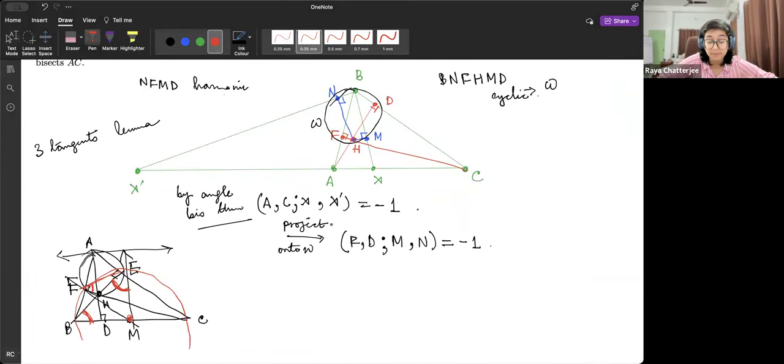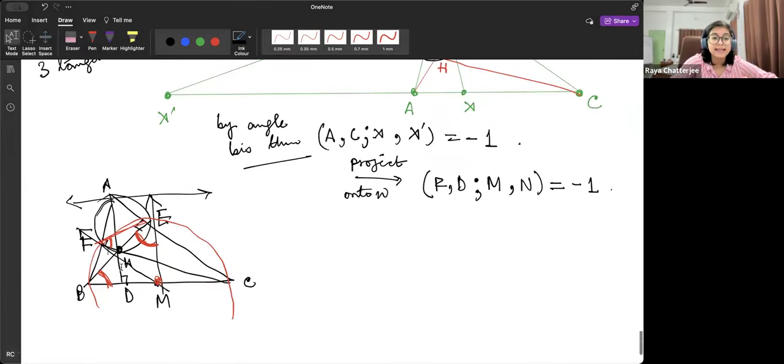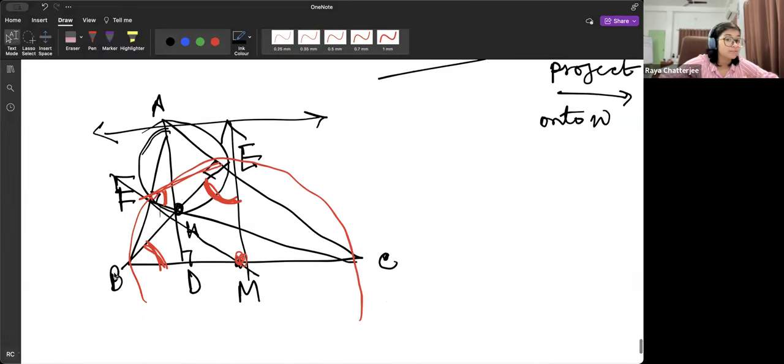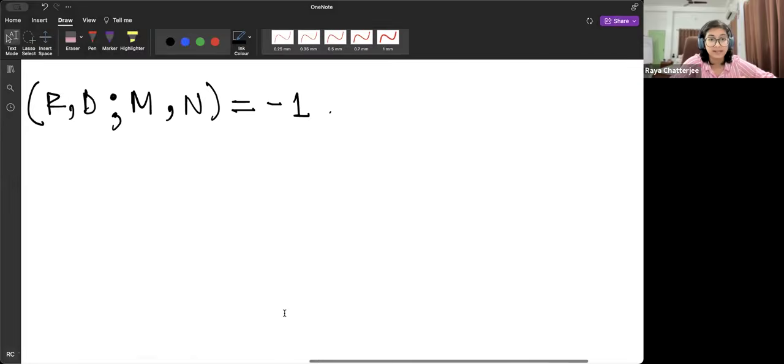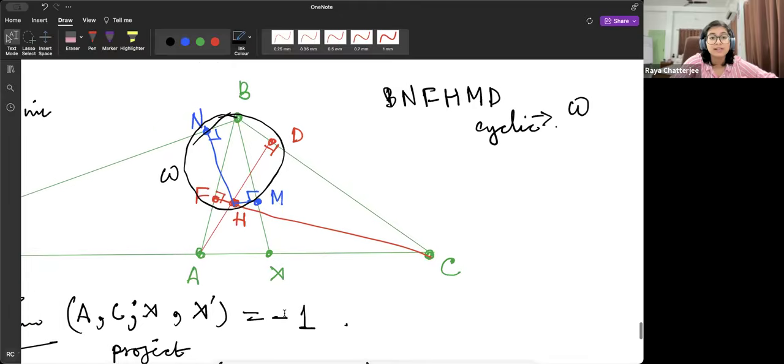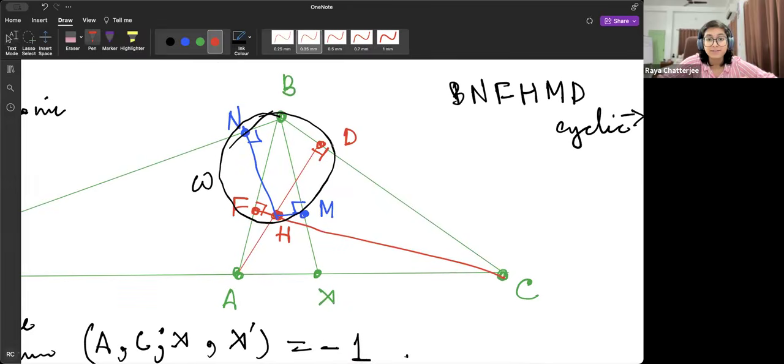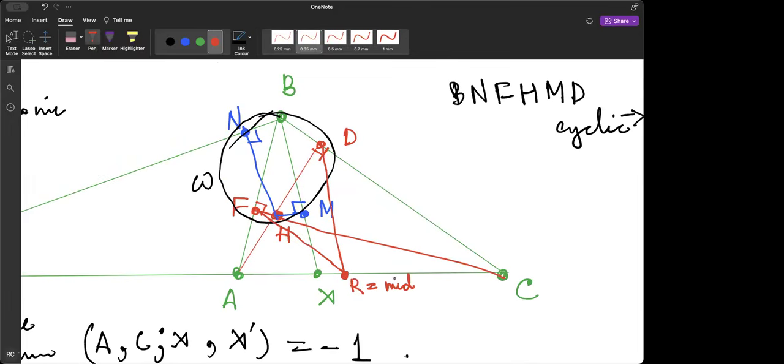So yeah, this is a statement of the three tangents lemma. In essence, if you think about its converse, then the tangents at E and F intersect at the midpoint of BC, right? So here, the tangents at D and F are also going to intersect at the midpoint of AC. Is that clear to everybody? Yeah. Okay.